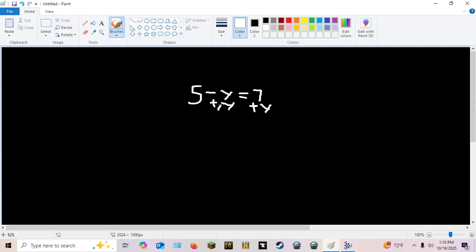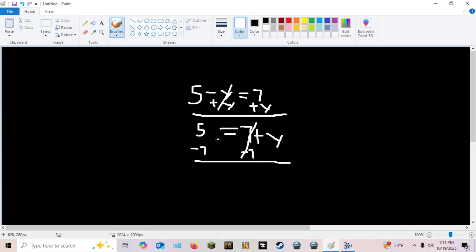And negative y and positive y cancel. Draw a line. 5 is equal to 7 plus y. I need to get y by itself, right? And then I don't want to subtract y from both sides, but I need to subtract 7 from both sides so I can get y by itself. 7 and negative 7 cancel. Draw a straight line. 5 minus 7, or you can read it as negative 7 plus 5, is negative 2. Negative 2 equals y.